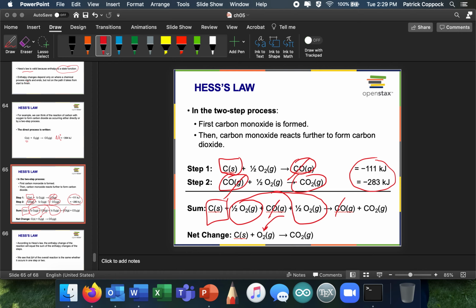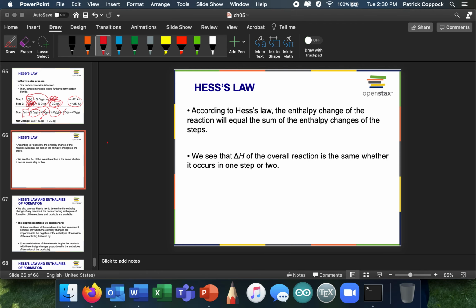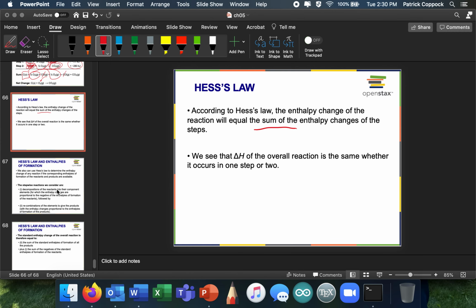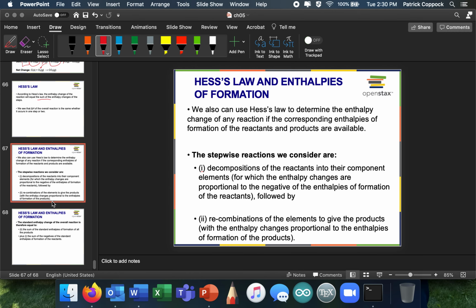If you take two reactions and you can cross something off, you just add all the reactants and all the products up, and the sum reaction's enthalpy is going to be the sum of the enthalpies. According to Hess's law, the enthalpy change of the reaction will equal the sum of the enthalpy changes of the particular steps. That's Hess's law. We see that the change in enthalpy of the overall reaction is the same whether it occurs in 1 step or 2.